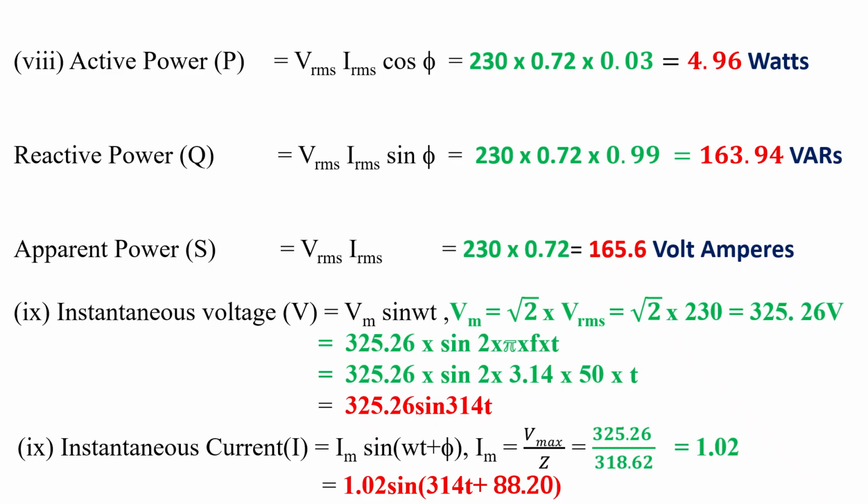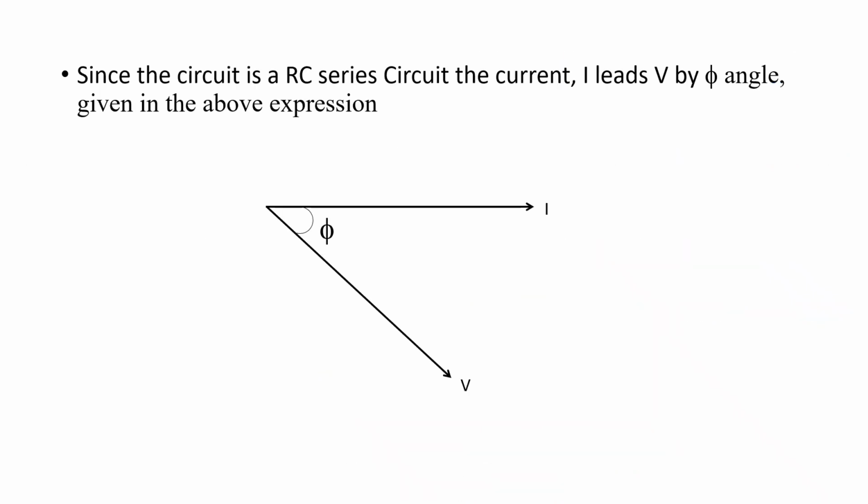Next, instantaneous voltage, v equal to Vm sin omega t, Vm equal to root 2 Vrms. Similarly, instantaneous current i equal to Im sin(omega t plus pi). There we used minus, here we use plus. So the calculations both look alike. So finally, the phasor diagram. See here the current leads the voltage by pi angle. So the diagram is drawn accordingly.